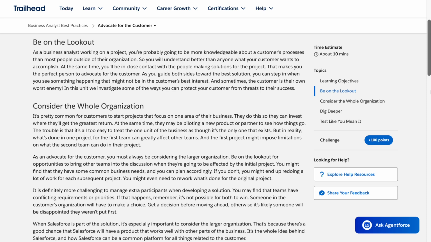As you guide both sides toward the best solution, you can step in when you see something happening that might not be in the customer's best interest. And sometimes, the customer is their own worst enemy. In this unit, we investigate some of the ways you can protect your customer from threats to their success.